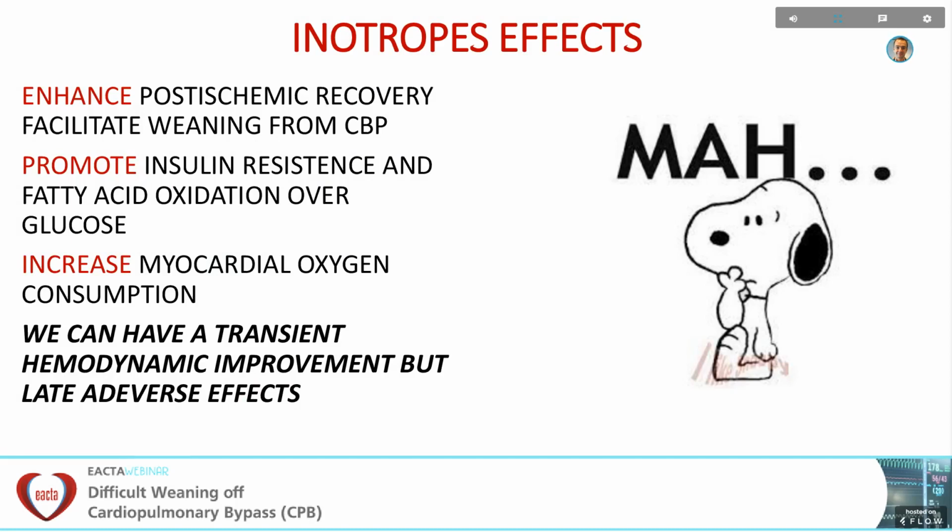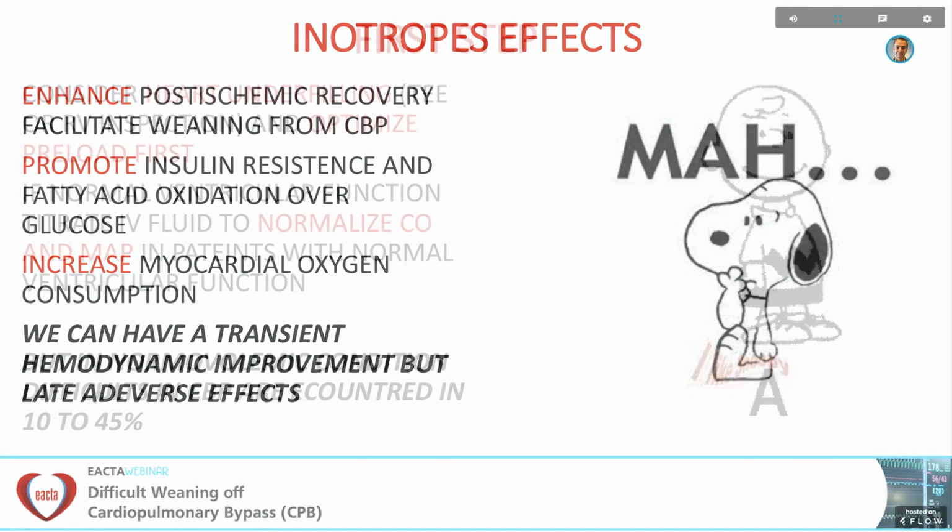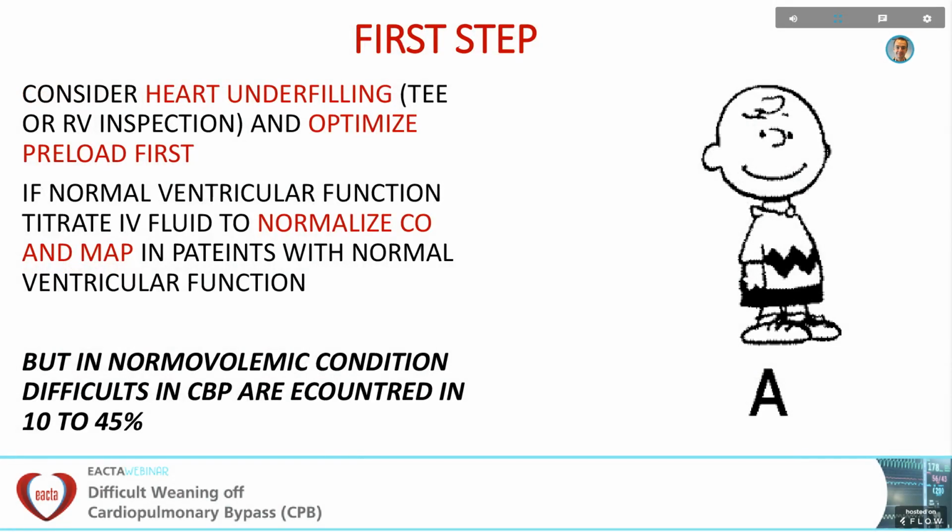The inotropes effects are to enhance post-ischemic recovery, but also to promote, for example, insulin resistance, or to increase myocardial oxygen consumption. That is what we need to avoid. So when we start to use an inotrope, we can have a transient hemodynamic improvement, but we can have late adverse effects, and this is important.